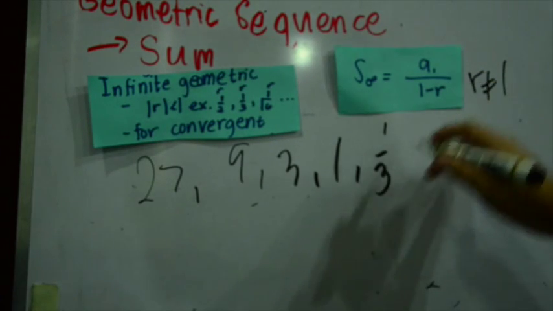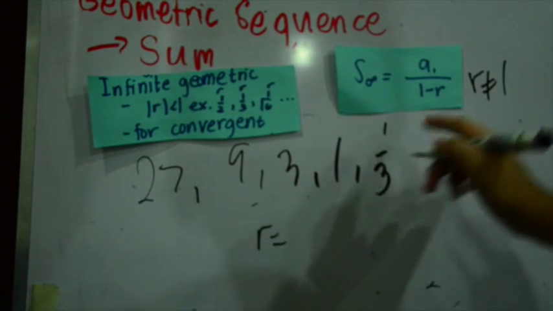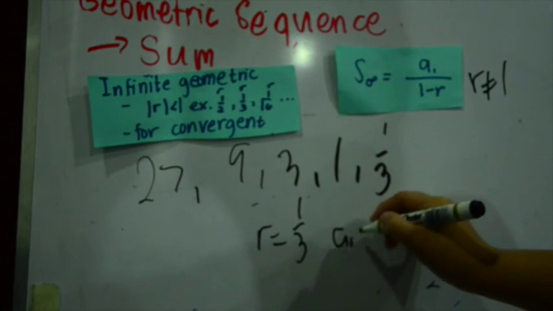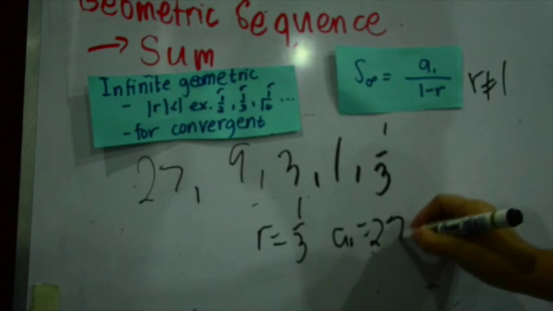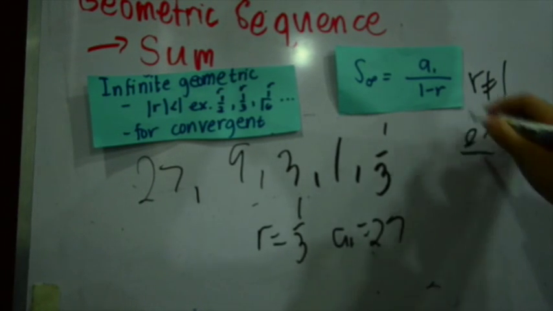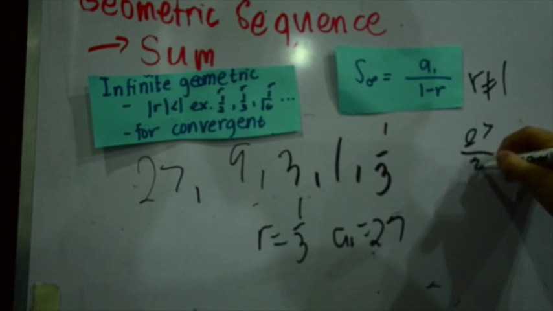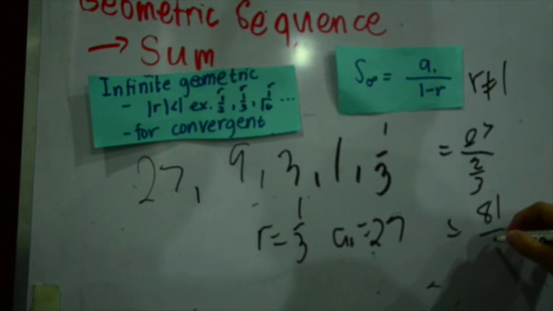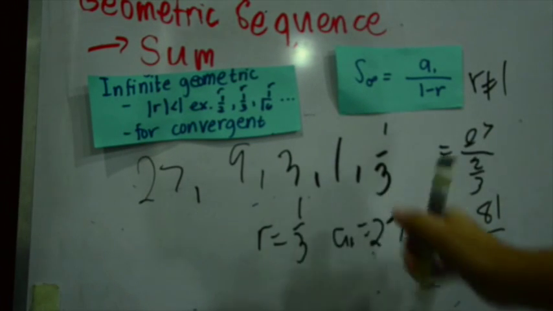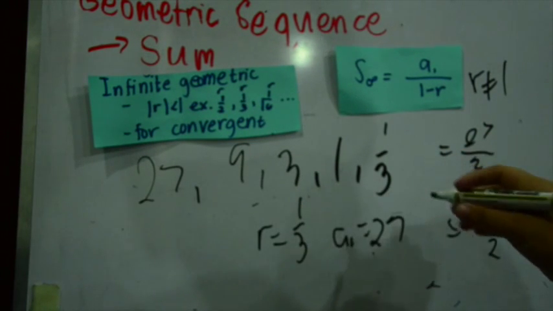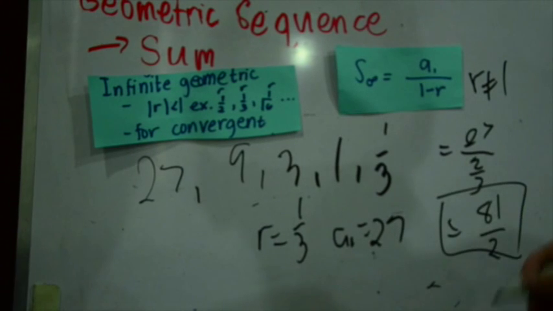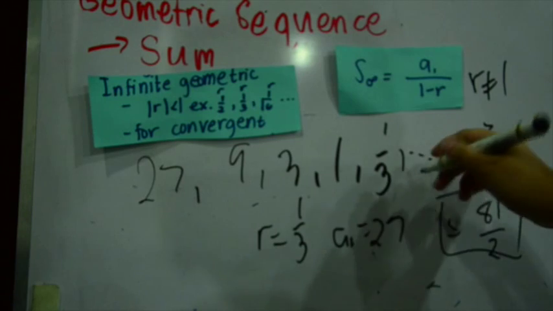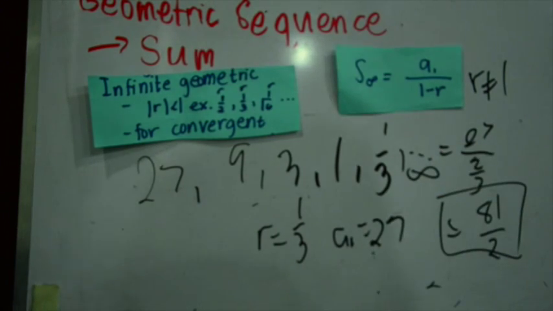Now, as you can see, we can solve this by getting r, which is 1/3, and a sub 1 is equal to 27. Now, 27 all over 1 minus 1/3, which is 2/3, is equal to 81 all over 2. And this is the sum of the following terms. Approximately, this is the sum of the following terms, since it continues until infinity.